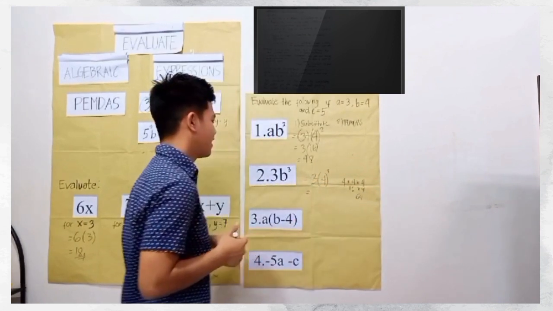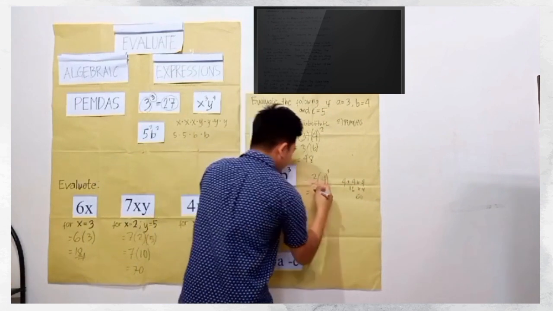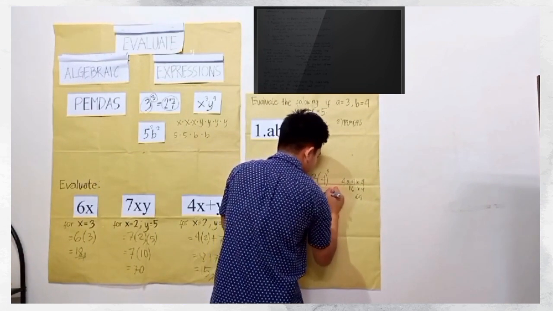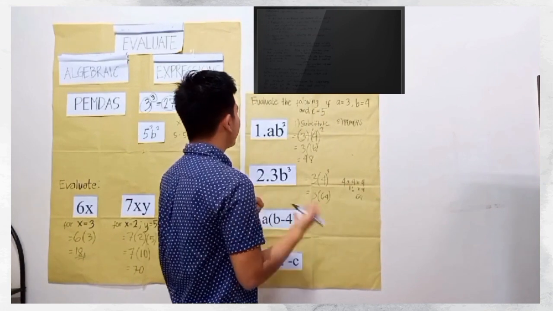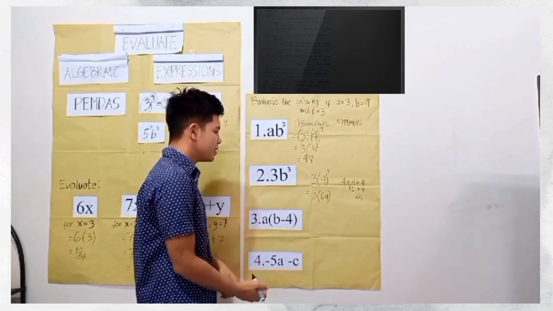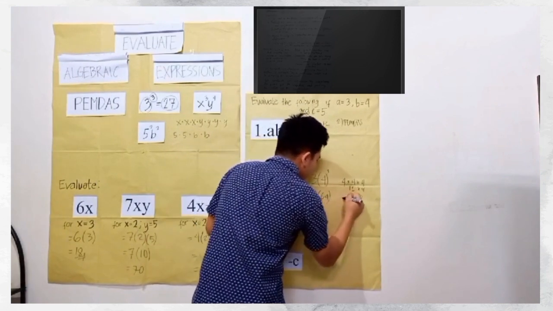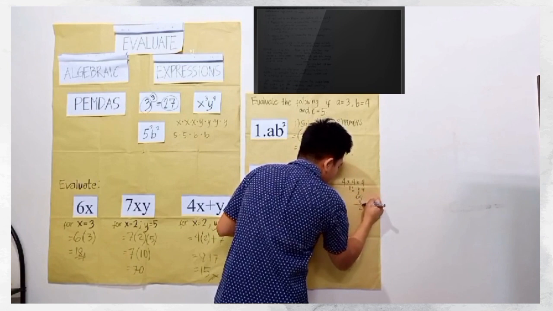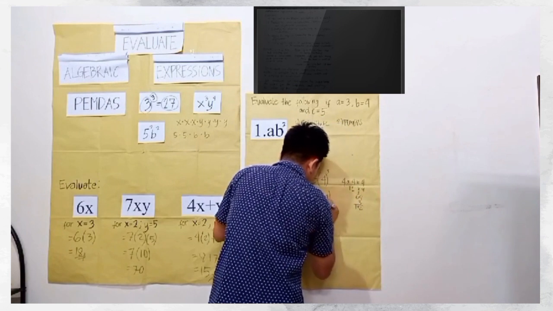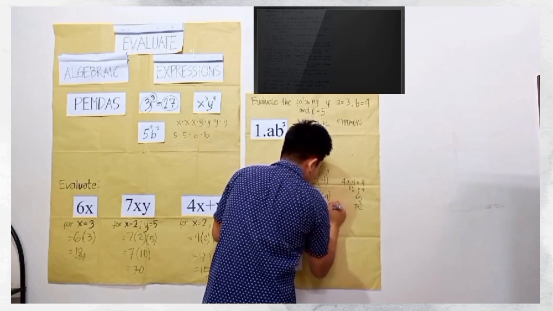64. Okay, so 3 times 64. So we simplify this, we have an answer of 64 times 3, 192.